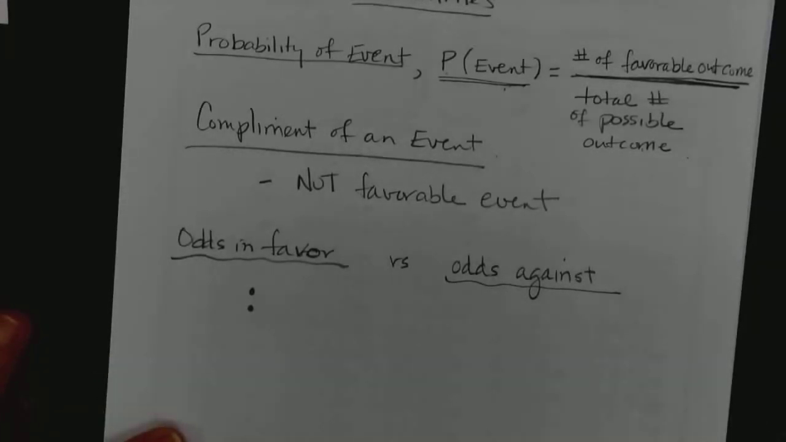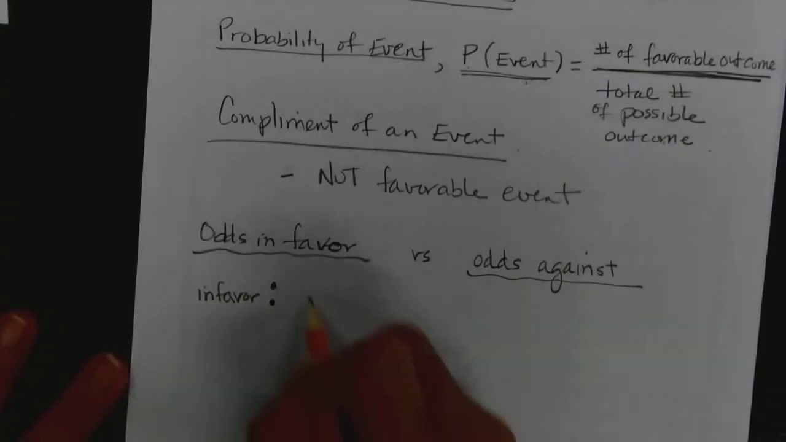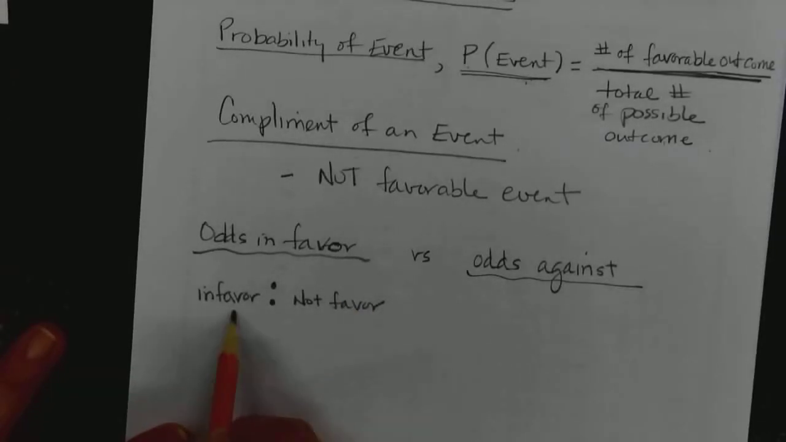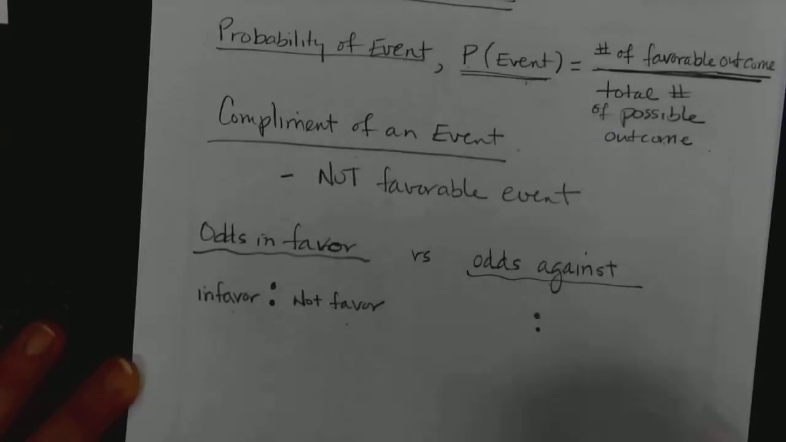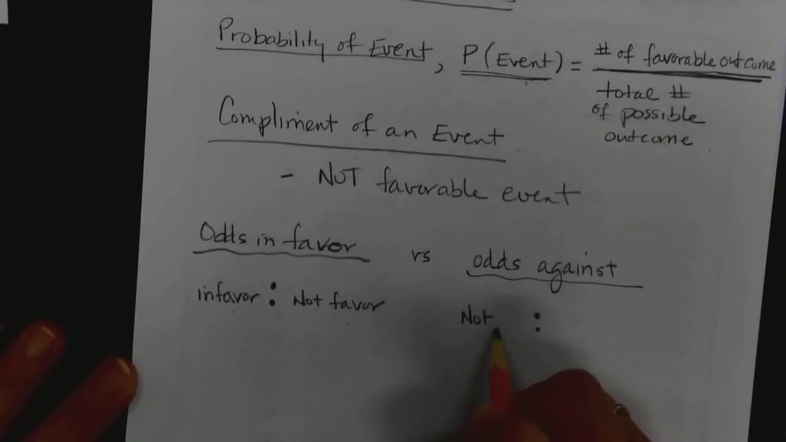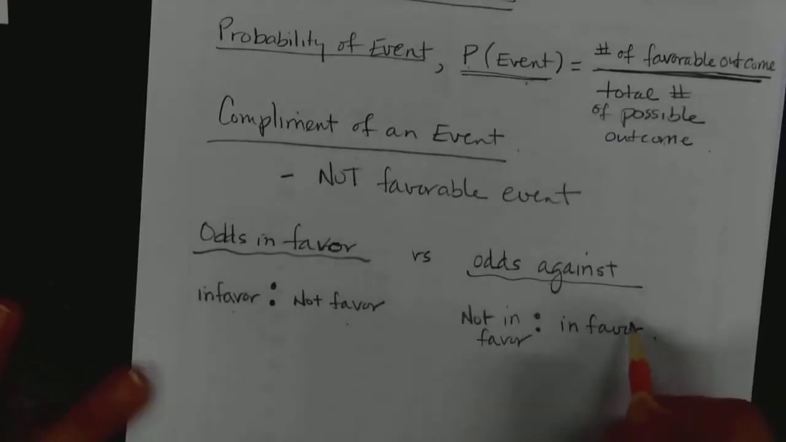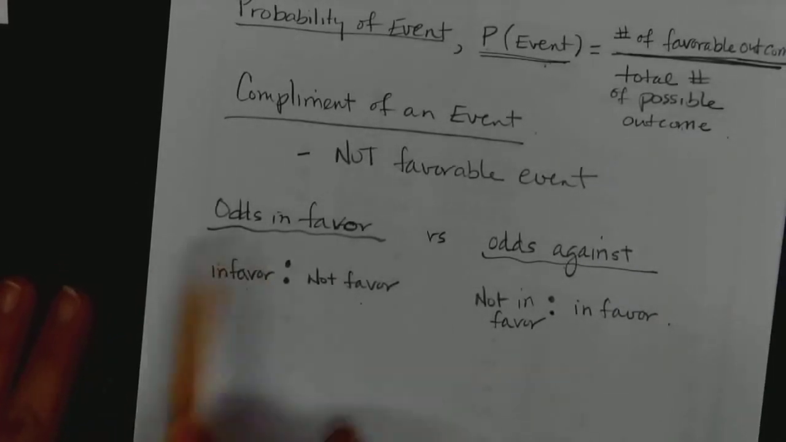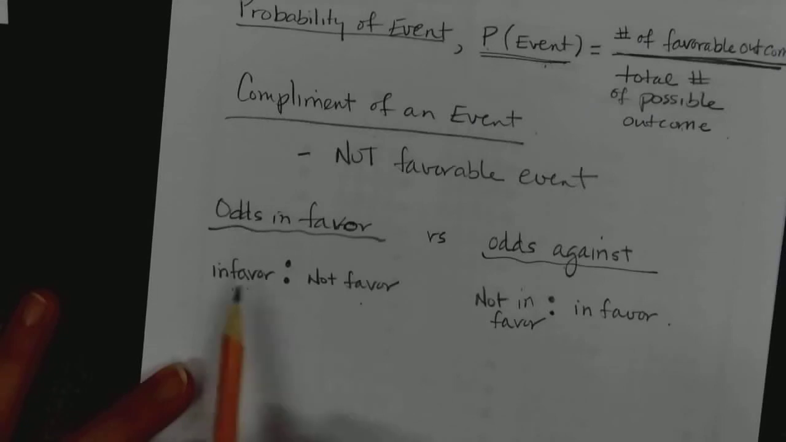For odds in favor, you write in favor, whatever you want it to be, and then not in favor. So what is and what is not. Odds against will be not in favor to what is in favor. So what is not to what is. That's how you do odds. So you flip it around. And there's no total amount here. So this is kind of like probability and its complement.